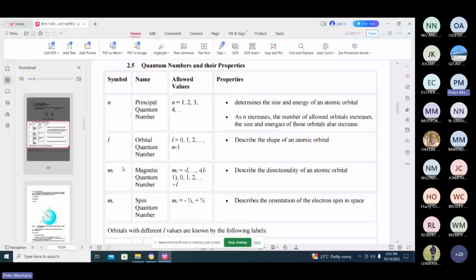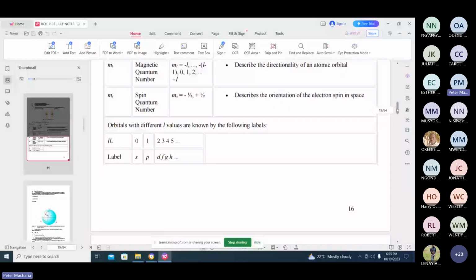So n is the principal quantum number, L is the orbital quantum number, ML is the magnetic quantum number, and it is the one that gives you the dimension of an orbital. And MS is the spin quantum number. So I hope that one is clear, right? No. So you want me to repeat? Yes, please, sir.